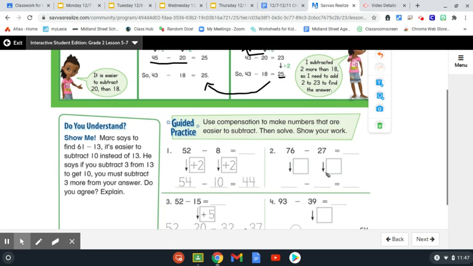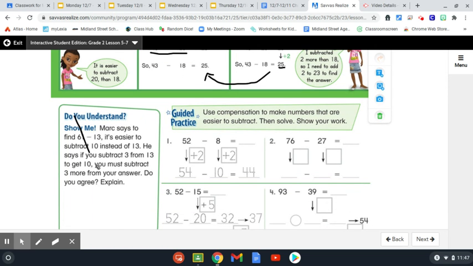So take a peek down here. You do not have to do the show me. Use compensation to make numbers that are easier to subtract. Then solve and show your work. You can pick whatever number that you would like to add to make the equation easier.